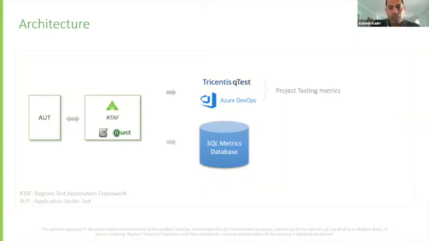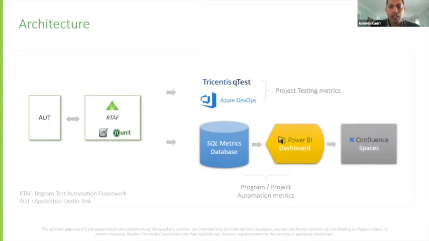We also added more custom code to log these results plus additional testing execution information onto the metrics database. This is what helped us derive useful metrics. This metrics database was then fed into Power BI for performing analytics and visualizing metrics. Power BI dashboards were linked to our Confluence page for consistent distribution of information.